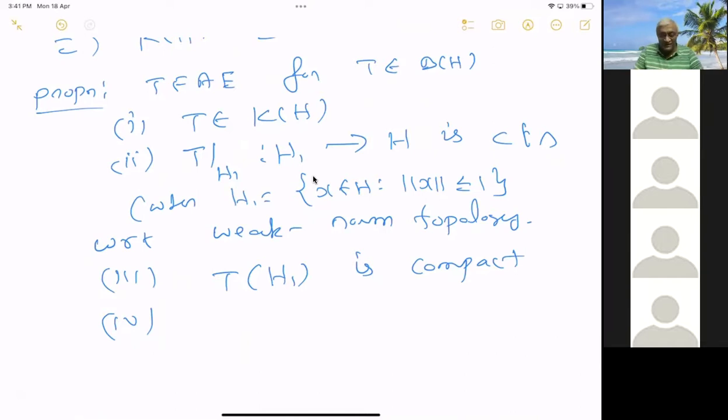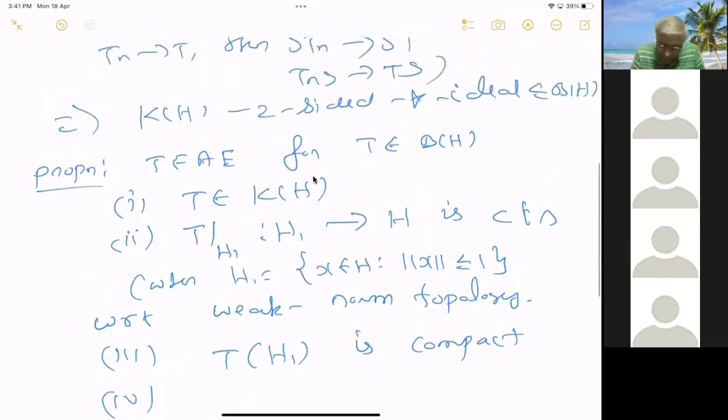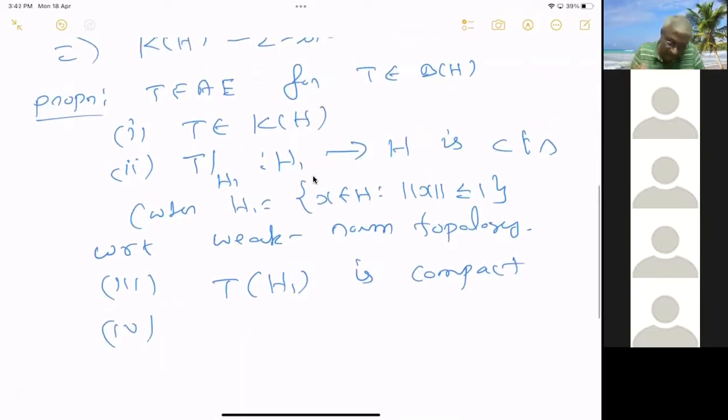So in particular, the unit ball H1 is weak star compact, and I have given an assignment that the unit ball is metrizable with respect to the weak star topology. Here, the weak topology and weak star topology are the same. So H1 is metrizable with respect to the weak star topology. Because of that, compactness will imply sequential compactness. That's what I want to say. I have given the proof orally.